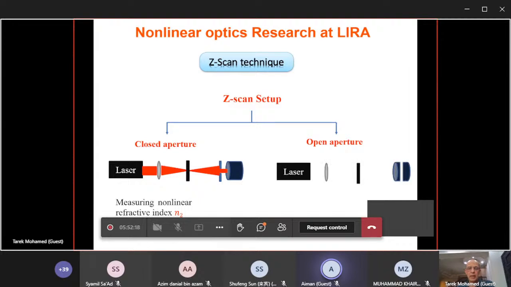The other approach is called the open aperture. We record the transmission as a function of the position of the sample along the Z direction. From these measurements, we can estimate the nonlinear absorption coefficient. And as I said, from both of them, we can get the nonlinear susceptibility of the sample.